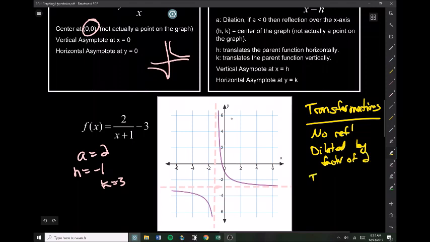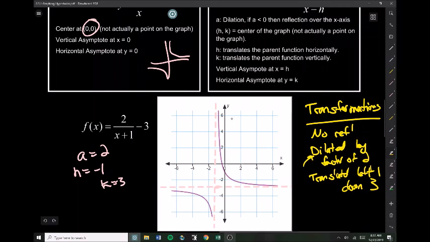It was translated left 1 and down 3. I'm sorry, I'm writing so fast. I'm trying to write fast to make the video shorter, but it makes my writing messier. And it's just a lose-lose for all of us.